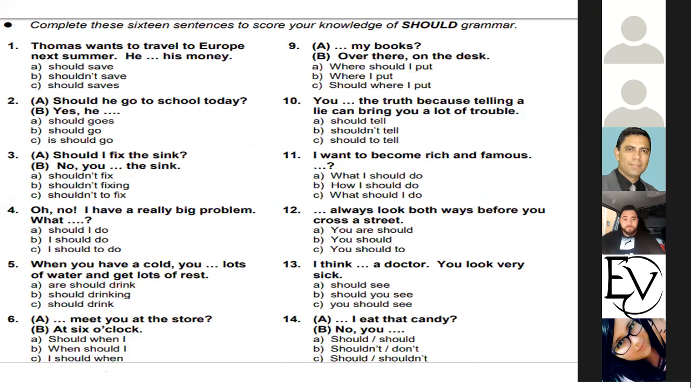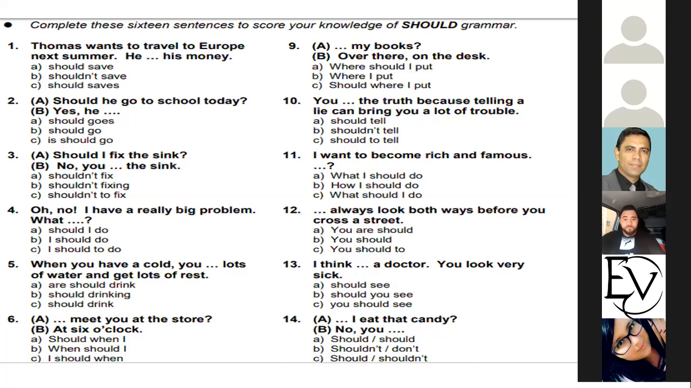Elizabeth: Thomas wants to travel to Europe next summer. He should save his money. Okay, very good. Volunteer for number two. Number two: should he go to school today? Yes, he should go. Very good.